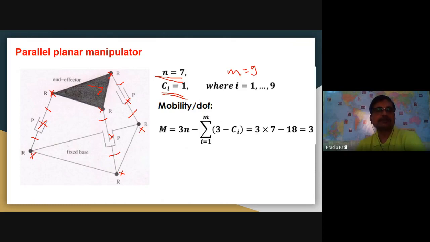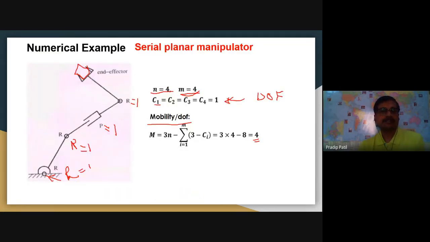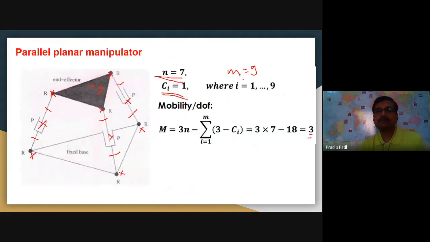The revolute pair, and these 3 are prismatic pairs. So we can find the degree of freedom by using 3(n minus 1) minus the sum of (3 minus fi). We can find out that here the degree of freedom is 3. So the degree of freedom of this manipulator is 3. Okay, so this is not similar to our serial manipulator. Like in a serial manipulator, we can see that the number of joints defines the number of degrees of freedom. But here, the number of joints is 9. So it is not a 9 degree of freedom manipulator. It's a 3 degree of freedom manipulator.